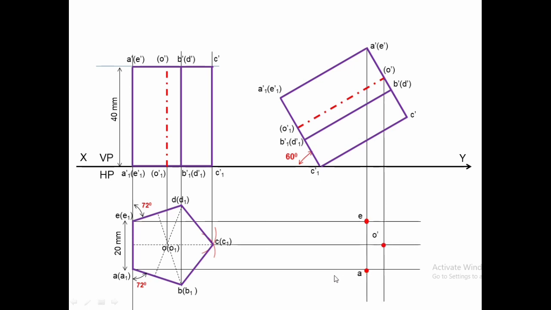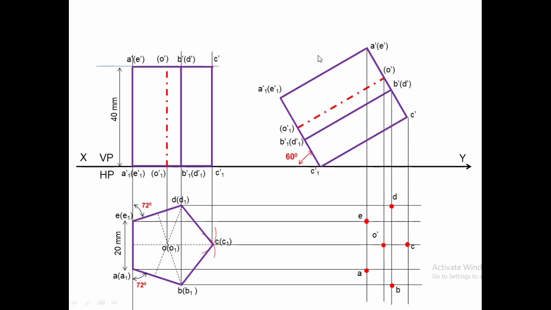Similarly from O, you can get the O, BD, C. Same way, you draw the projector from the bottom face, A1, E1, O1, B1, D1, C1. You got all the points.